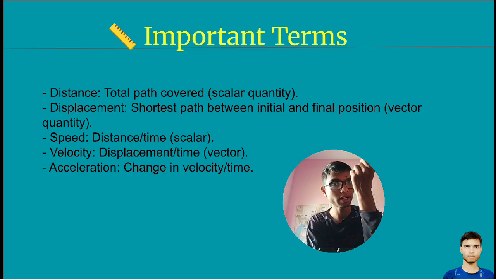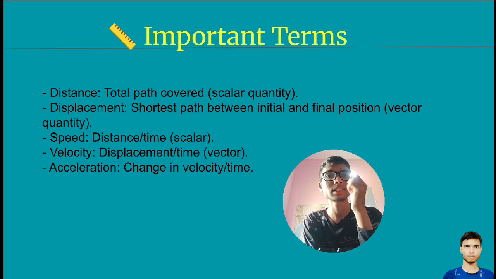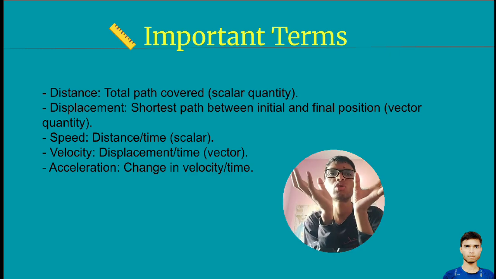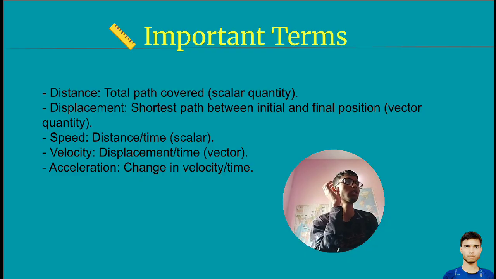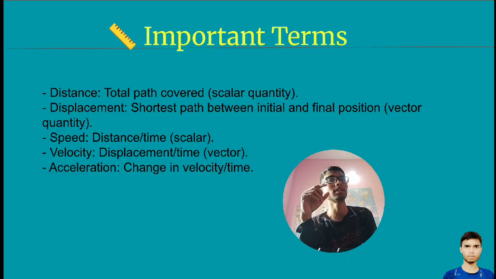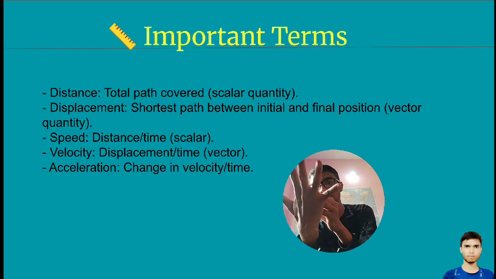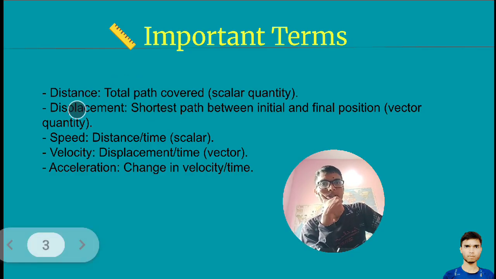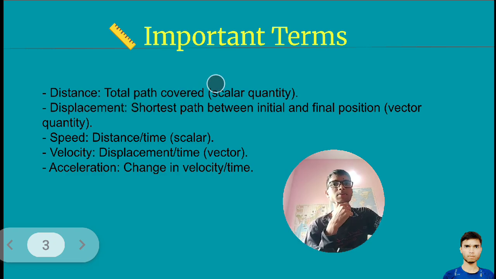Clear? When it comes to meter, we will understand that it is for a short, small distance. But when it comes to kilometer, we will understand that it is for long distance. Clear? So distance means total path covered. It is a scalar quantity because it has only magnitude, not a direction. That's why it is considered a scalar quantity.